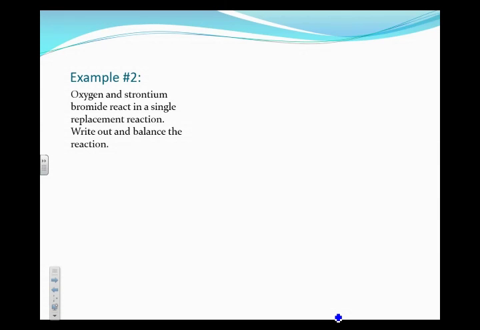Let's do another one. Oxygen and strontium bromide react in a single replacement reaction. Write out and balance the reaction. Well, we know that oxygen, when it's by itself, is a diatomic molecule, so it shows up as O2. Strontium bromide, the formula is SrBr2. We know that oxygen is a nonmetal, so it will come in and bump out the nonmetal in strontium bromide, which is the bromine. So we'll come over and replace that.